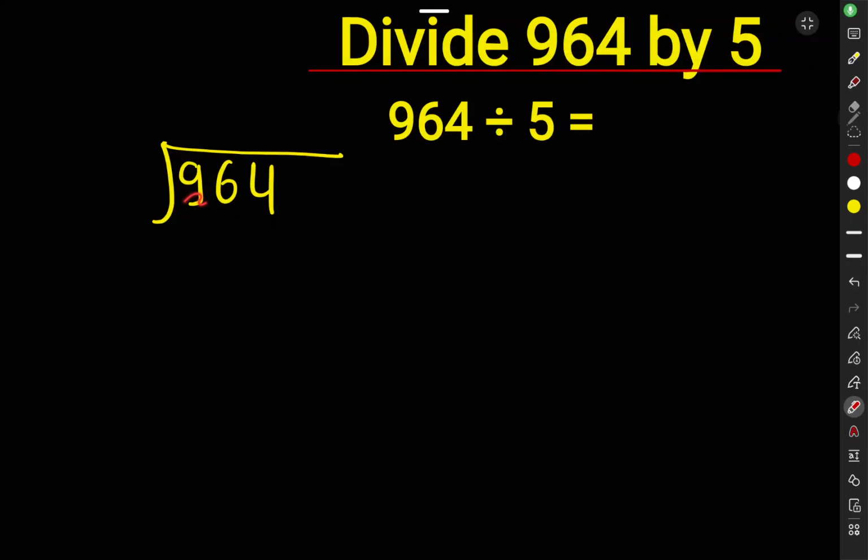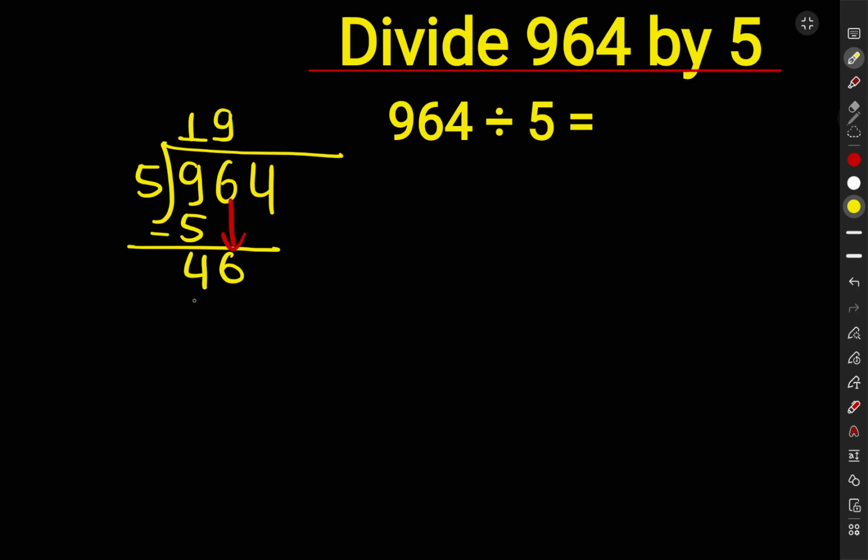Here we divide 964 by 5 in long division method. 5 times 1 is 5. On subtracting we get 4. So now we put down this 6 and it is 46.